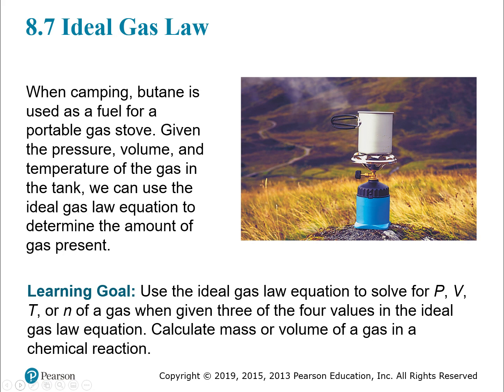We've got a couple more sections to cover in Chapter 8. Ideal gas law. This law takes into account all of the properties of a gas: pressure, volume, temperature, and moles. So we know what P, V, N, and T are: pressure, volume, number of moles, temperature. Temperature is always in Kelvin. But the R, that's a gas constant.